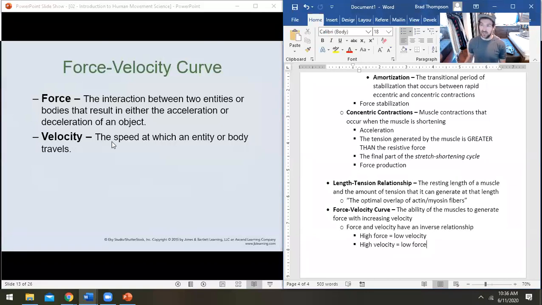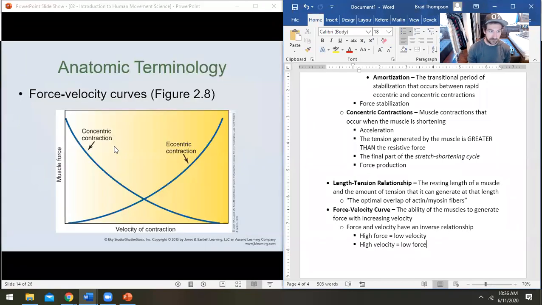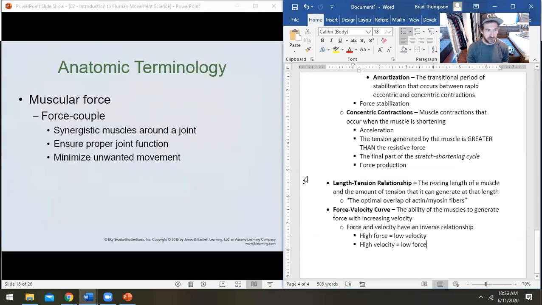But force is how much, you can think of that as like the weight almost. But that's going to either result in acceleration or deceleration. That's what force is. And then velocity is the speed at which something is traveling. And that's that curve there, right? So when force is high, velocity is low. When velocity is high, force is low.